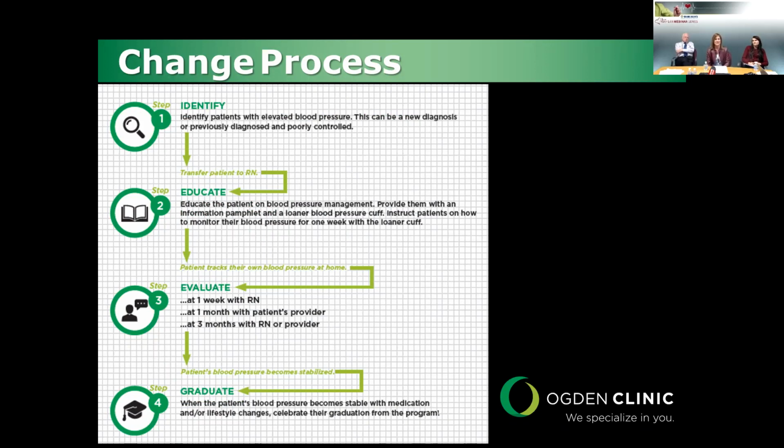So we identified the patient at the point of care. These were, again, either newly diagnosed patients or previously diagnosed patients who were poorly controlled. At that point, they would transfer to the RN, and the patient would be educated on blood pressure management and given the booklet with instructions on how to use the blood pressure monitor at home that was given as a loaner.